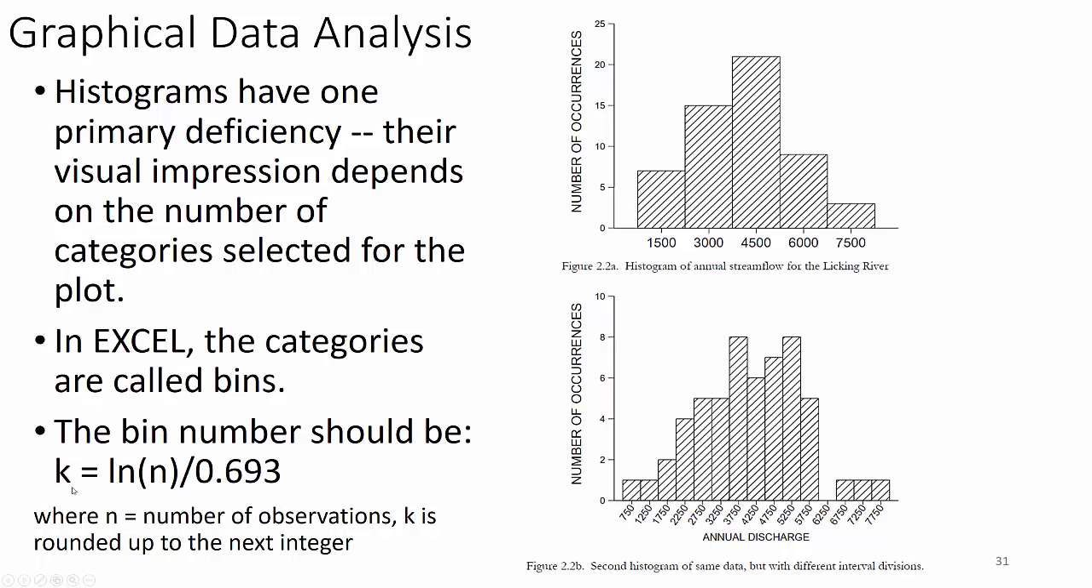I repeat this. We have a way to calculate how many bins you need in order to get a pretty good statistical representation of your data. The number of bins is the natural log of the number of observations divided by 0.693.